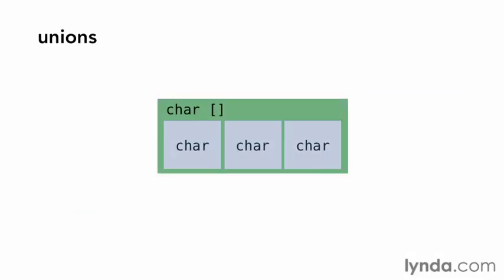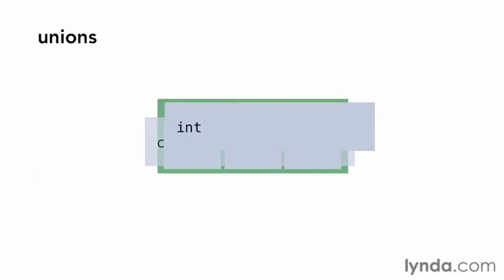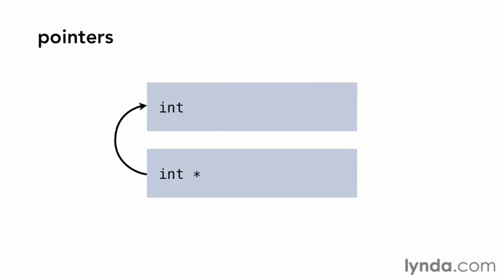A union is a set of overlapping object types. This allows a single object to hold objects of different types at different times in the same space. A pointer is a reference to an object of a given type. The pointer itself typically holds the address of the object it points to. Pointers are strongly typed in C and C++. The type of a pointer is used as the type when it's dereferenced, and it's also used to determine the size of increments, decrements, and arithmetic operations on the pointer.